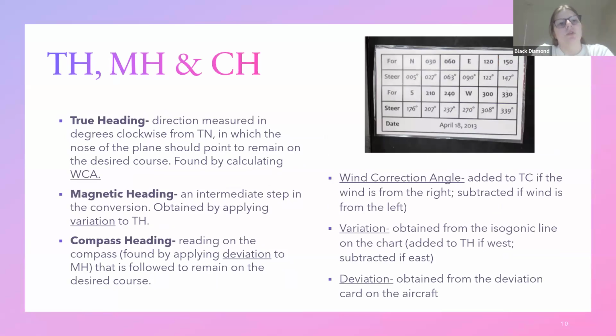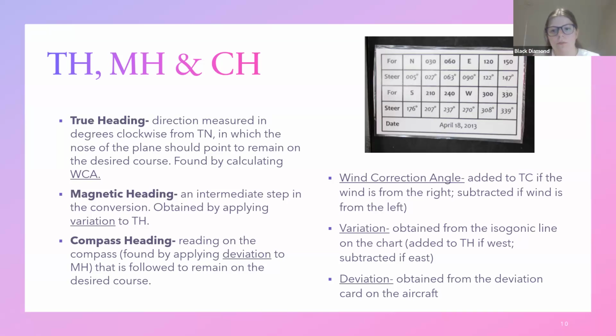All right. True heading, magnetic heading, and compass heading. So, true heading, that is the direction measured in degrees clockwise from true north, in which the nose of the airplane should point to remain on the desired course. So, this is found by calculating wind correction angle. So, we're just taking our line that we made, point A to point B, or from fix to fix, whatever heading that was with our plotter, and then we are determining with our winds, okay, am I going to have to fly a couple degrees left or right depending on where the wind's pushing me? That's going to be our true heading.